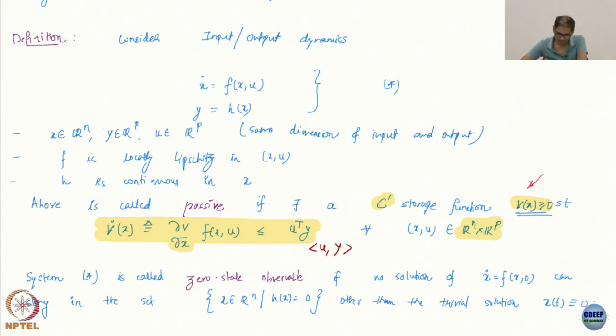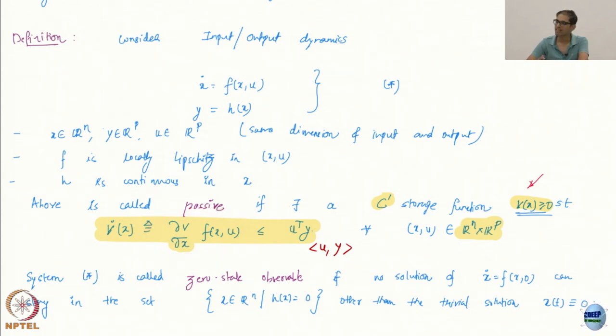you have a storage function which is like a Lyapunov-like function, right? Because we are not saying that V is positive definite, we only want it to be semi-definite. So it is not a Lyapunov candidate, but it is a Lyapunov-like function, and it is a C1 function, of course. So what we are saying is that if you take the derivative of V along the system trajectories, then it is upper bounded by the inner product of the input and output. Notice that the input is appearing in both places.